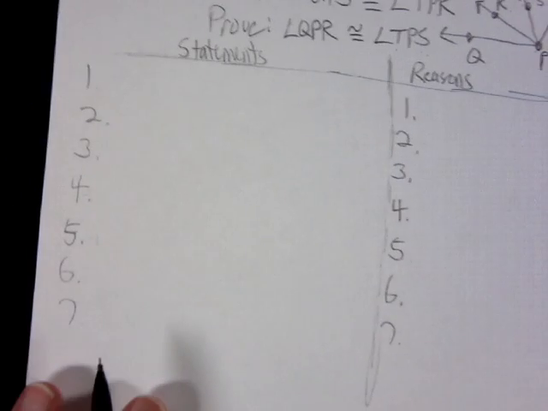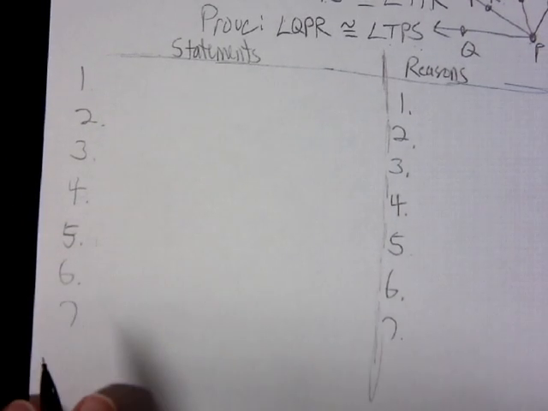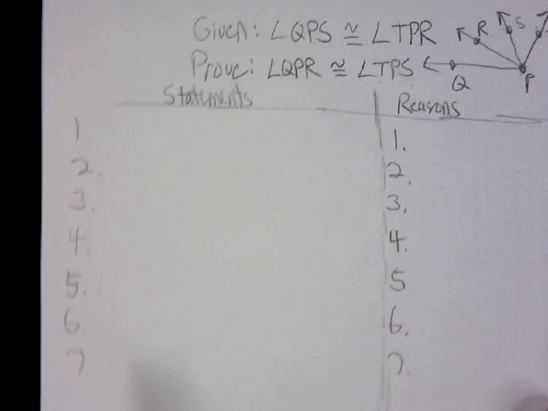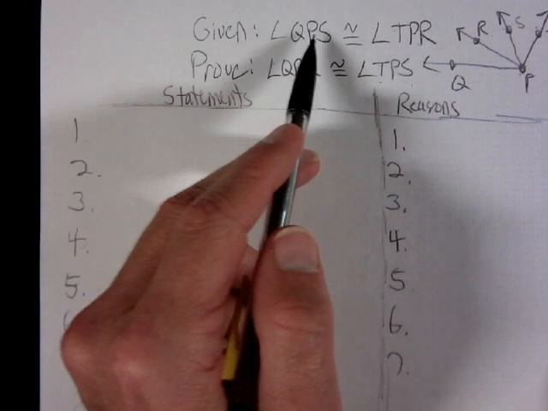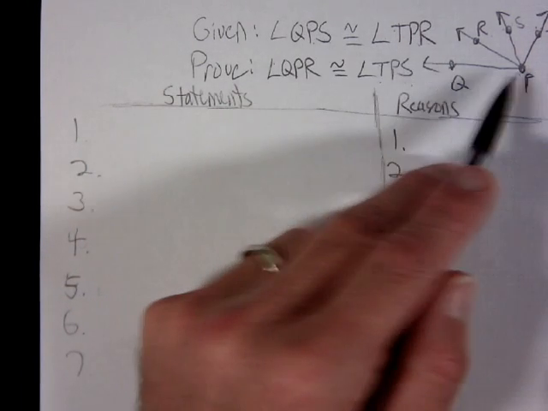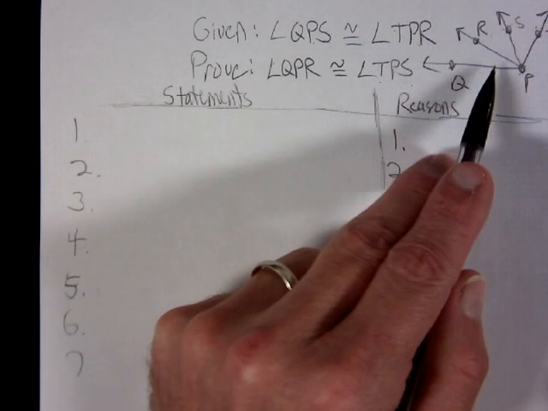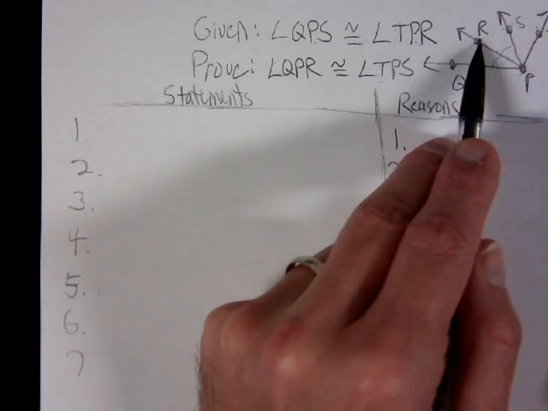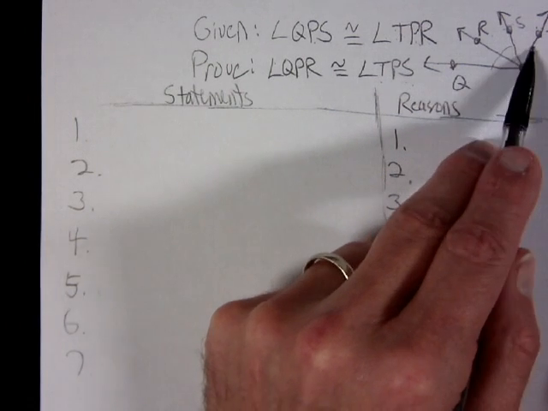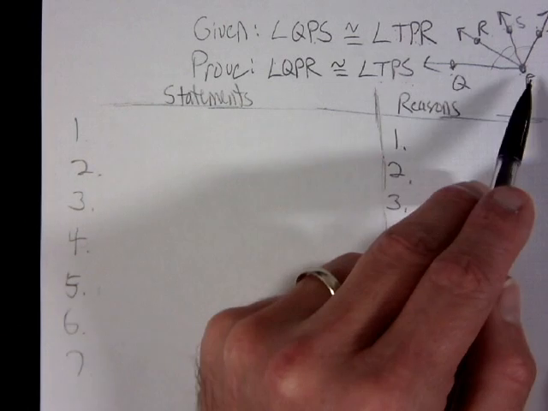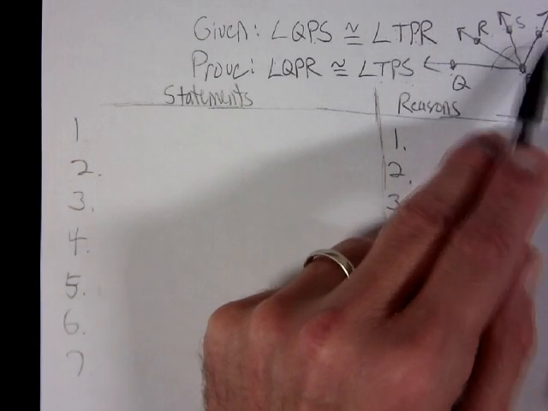All right, so on this one now, we have some given information. It says angle QPS is congruent to angle TPR. QPS, this one from here to here, is congruent to TPR, from here to here. And what we want to try to prove is these two outer ones: angle QPR is congruent to angle TPS.